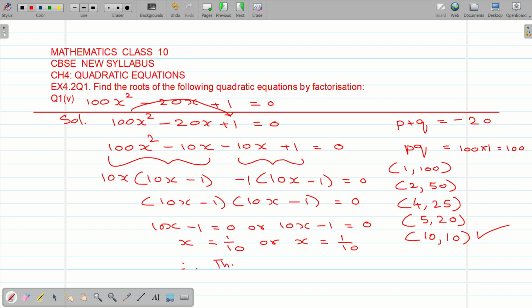Therefore, the solution is x is equal to 1 by 10, or x is equal to 1 by 10. There will be two solutions for the quadratic equation, and here this is a case of repeated roots or equal roots.